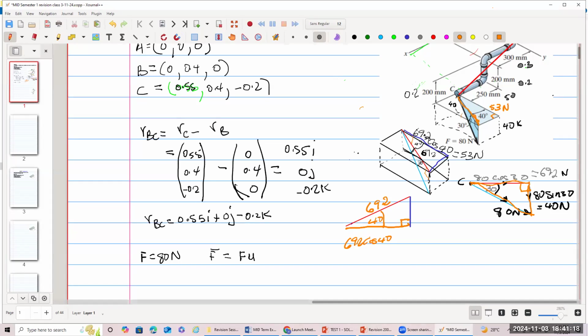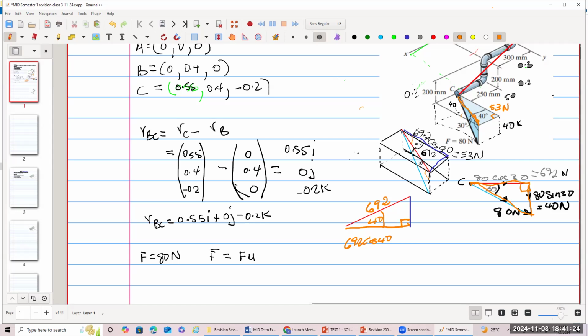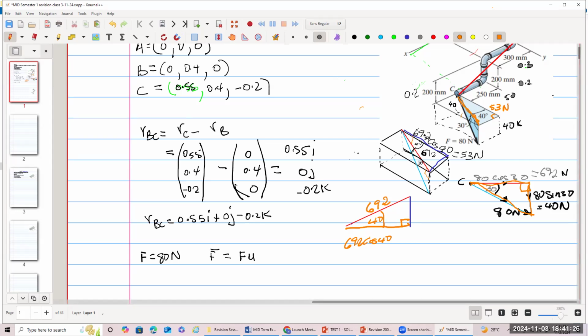So, sir, the 69.2, you say it's the hypotenuse, right, sir? The hypotenuse for this orange line here. Yes, sir, the triangle at the top. And then you use the 69.2 cos 40, and that's how you find the 53. Right, that is 69.2, that is the hypotenuse, and then now we have another triangle right here.